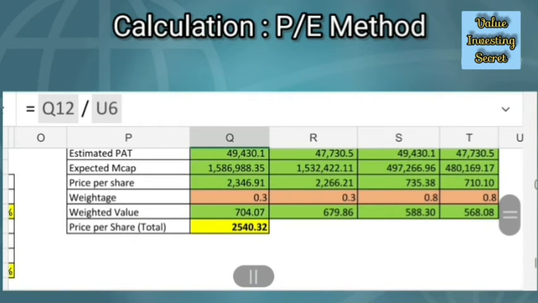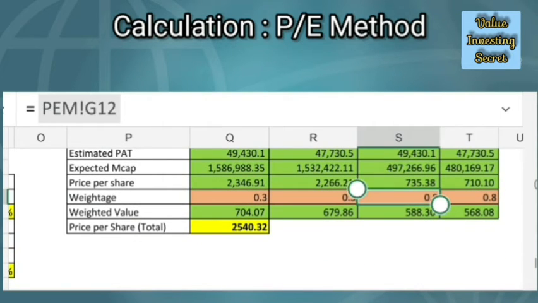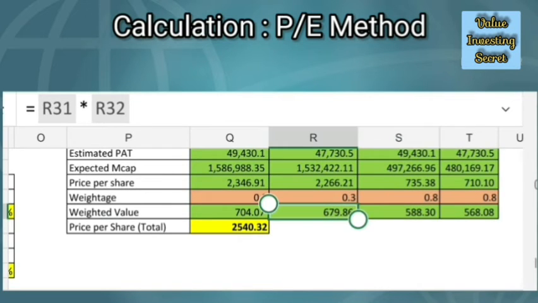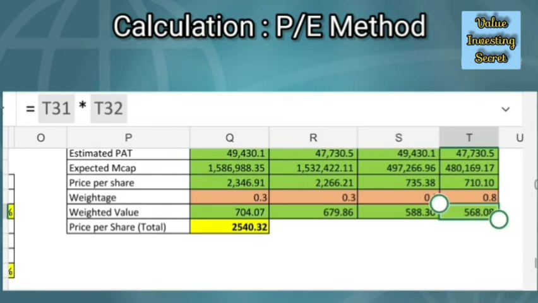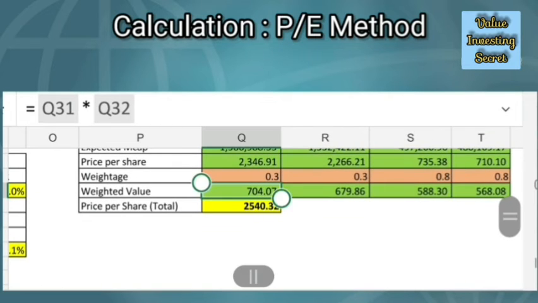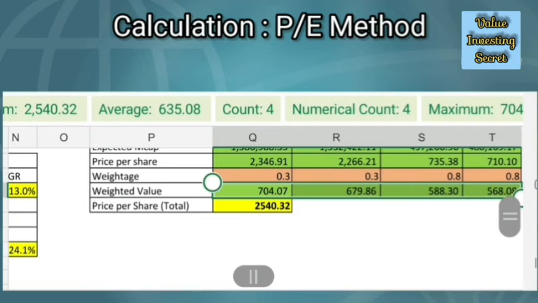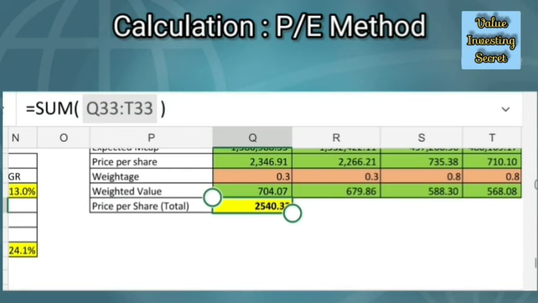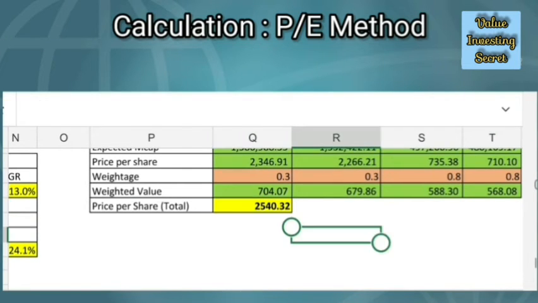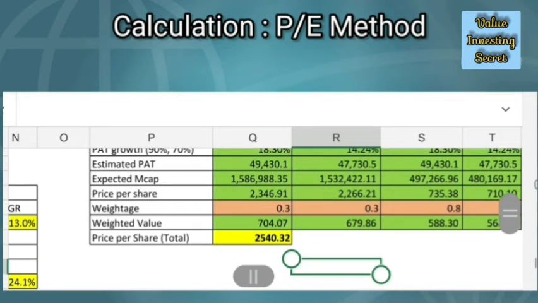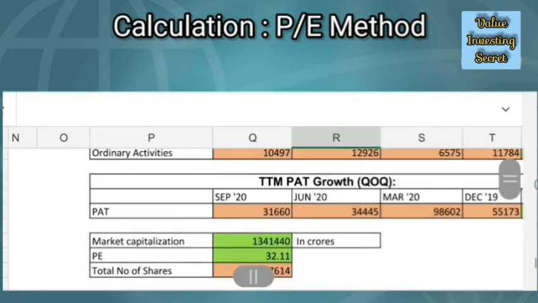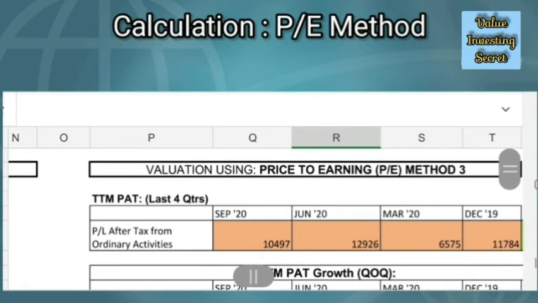So when we give different weightages for these values, we have to add all the weighted values to get the price per share. So I have added these 4 values to get the price per share in the PE method. So this is the value by the price to earning method.